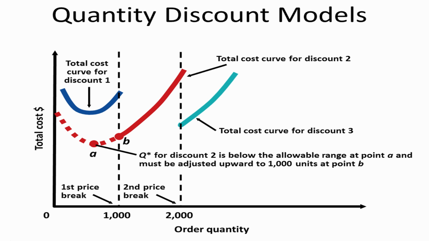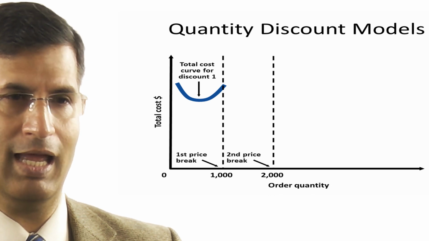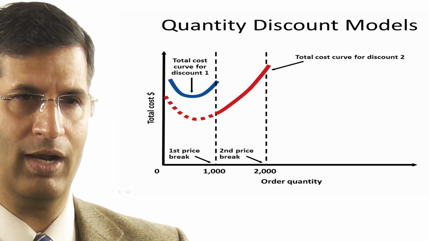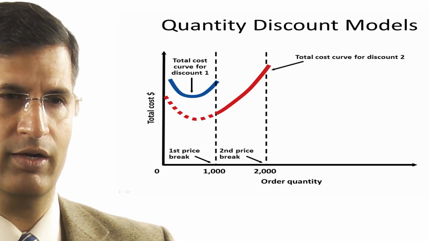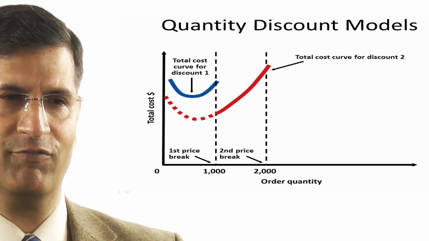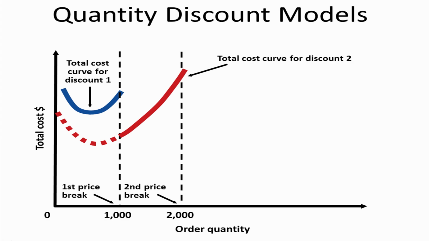But before that, let me explain what's going on here. You notice for the first price, discount 1, the optimum quantity is 700, which is the blue color curve, and that falls within the price range. For the second one, the red color curve, you will notice that EOQ is 714, but 714 is not feasible because you will not get that price discount. To avail that price discount, you must order between 1,000 and 2,000.